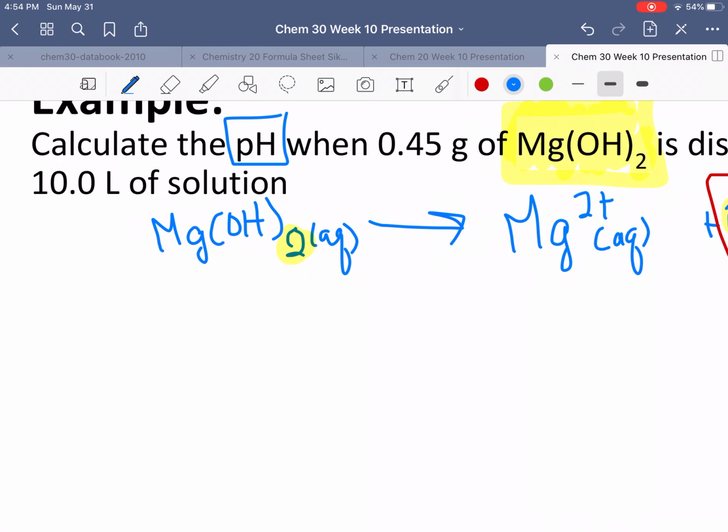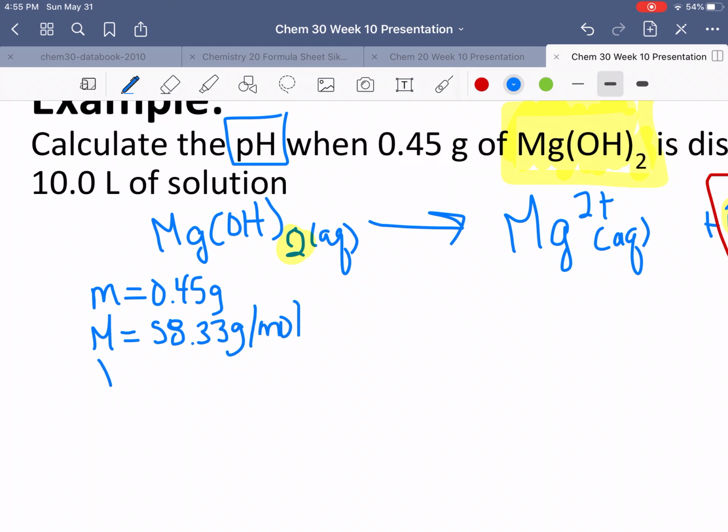Go back to the given info. Mass of magnesium hydroxide is 0.45 grams, as given in the question. From your periodic table, molar mass is 58.33 grams per mole.